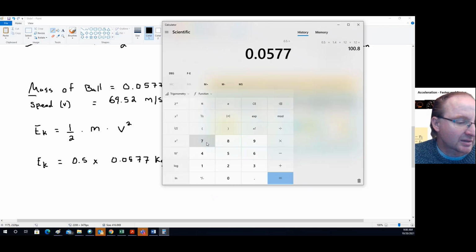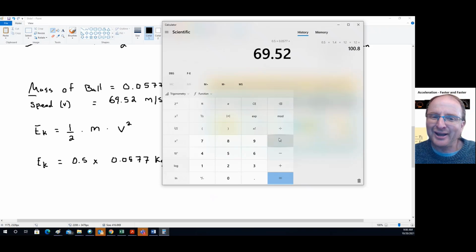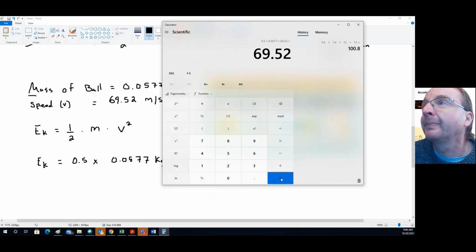0.0577 is what they say the mass is, times 69.52. Here's velocity, and velocity we'll square it, times 69.52. The nice thing about multiplication is you can write the whole sentence. You don't need any brackets, you just go for it.